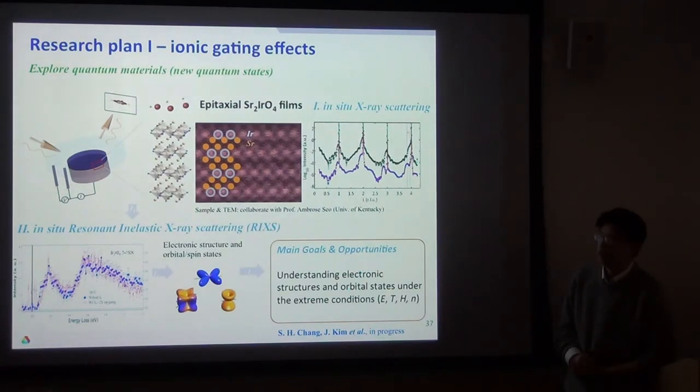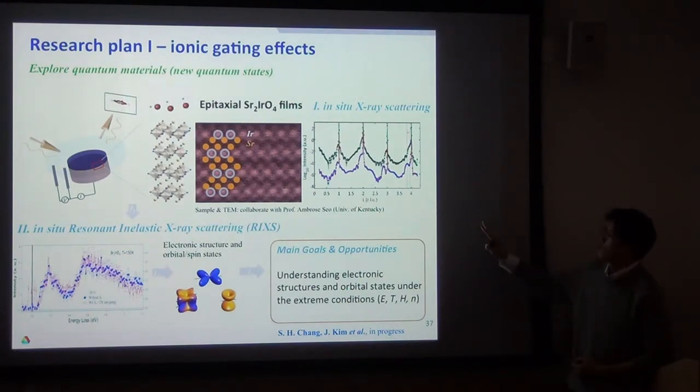the so-called J effective one-half state, similar to high TC superconductivity. But they didn't find any clue of high TC superconductivity because it is far from the phase boundary. By using our ionic gating, using electrochemical ways, we can tune the electric carrier concentration, or we can create oxygen vacancy, or we can rearrange ionic position. Then it opened a new possibility for us.